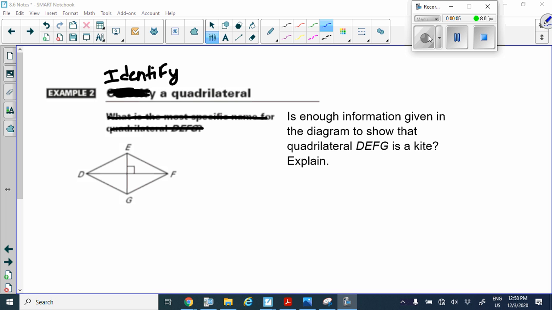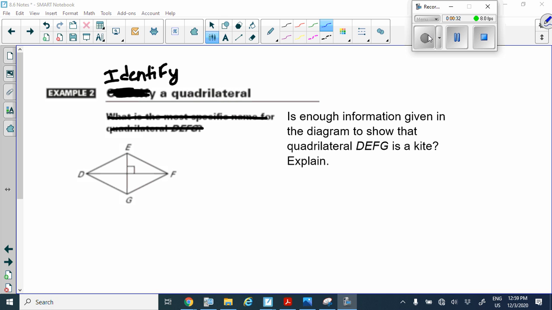So we're going to do 2 examples here, identifying a quadrilateral. Basically we're going to see if there is enough information given in the diagram to show if the quadrilateral is something. So in example 2, is enough information given in the diagram to show that quadrilateral DEFG is a kite? We can only use the information provided on the shape, or on the picture that we have.